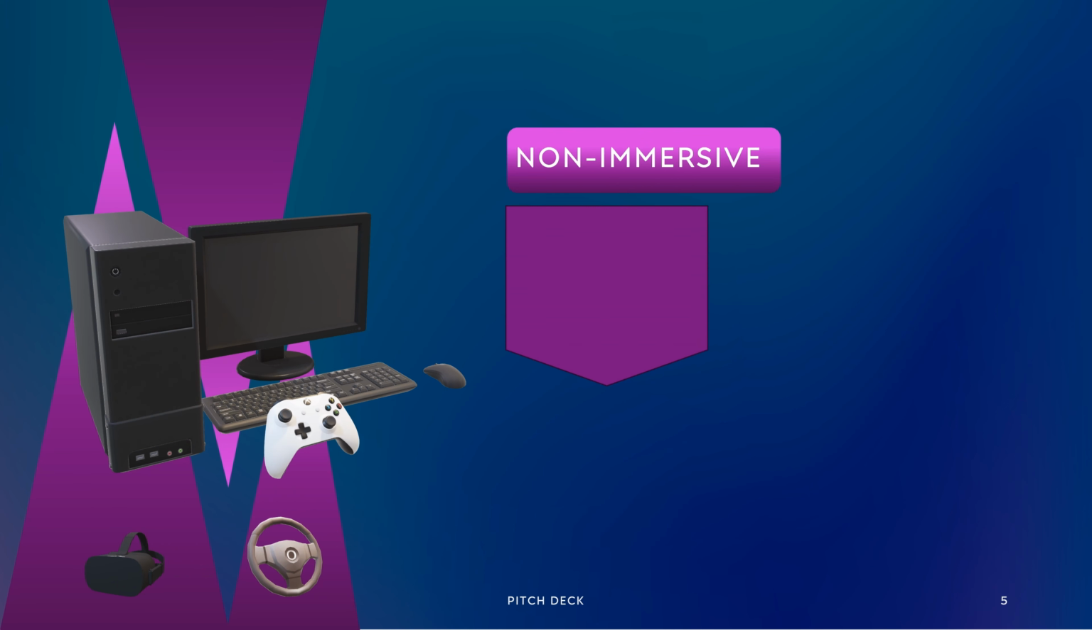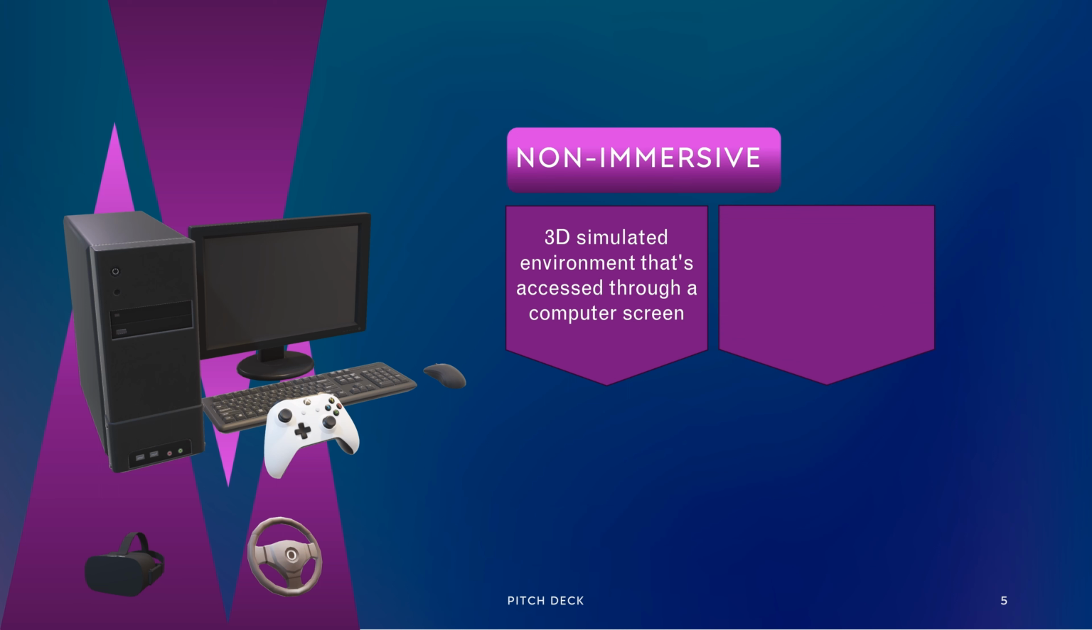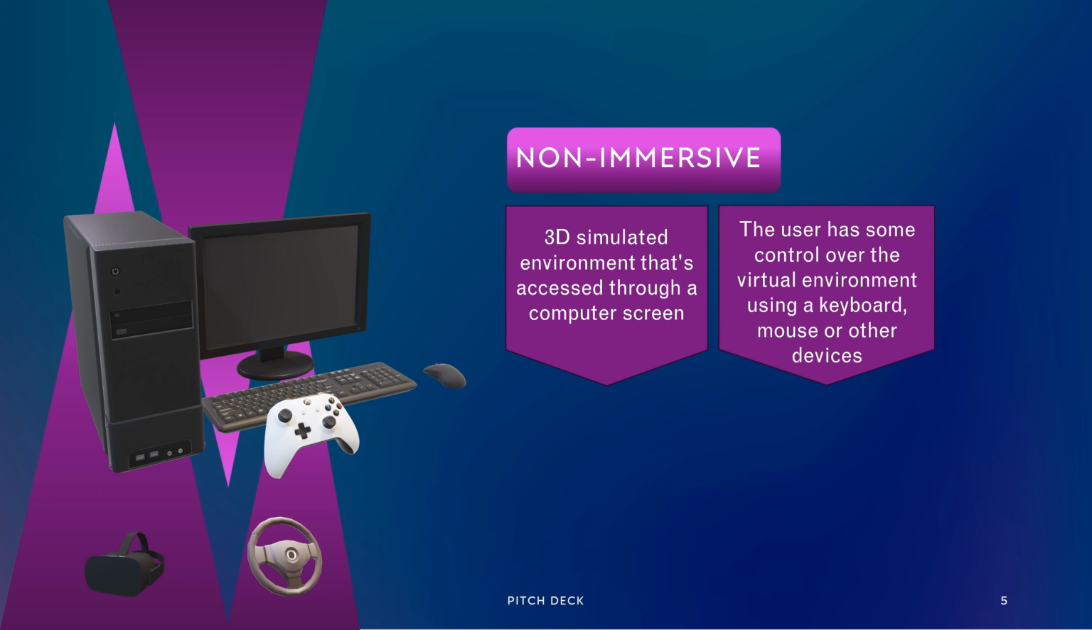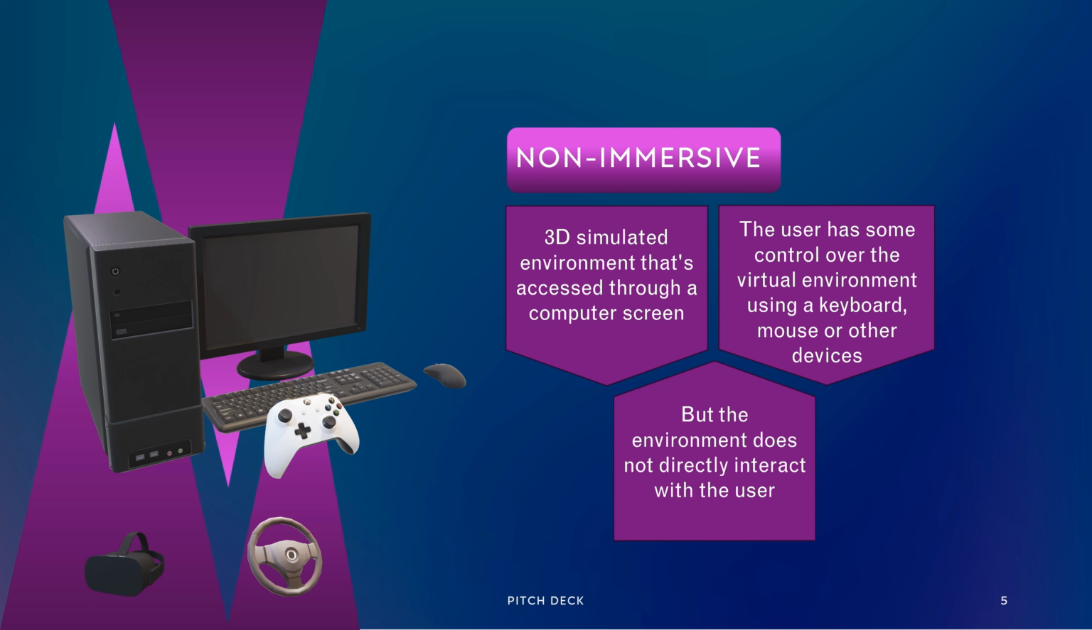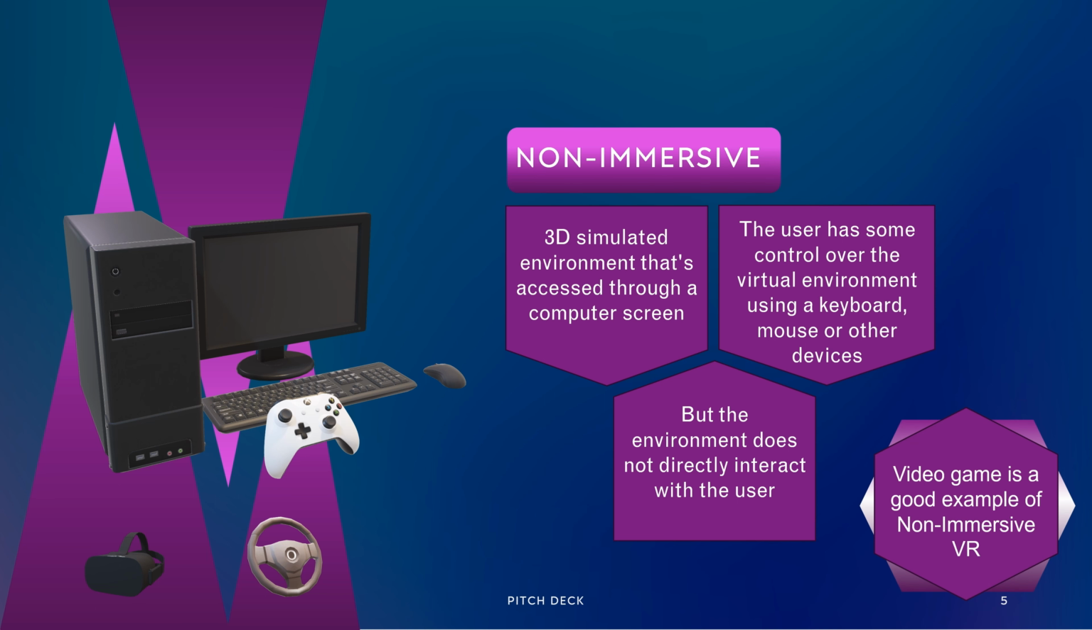The non-immersive VR is a 3D simulated environment that's accessed through a computer screen. The user has some control over the virtual environment using a keyboard, mouse, or other devices, but the environment does not directly interact with the user. Video games is a good example of non-immersive virtual reality.